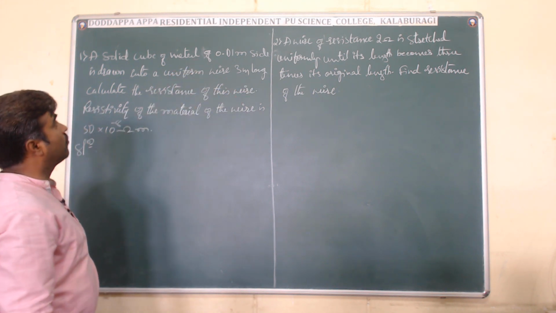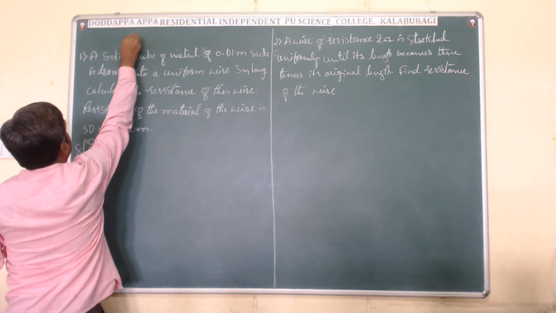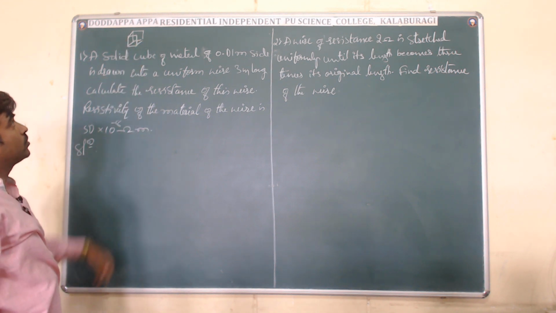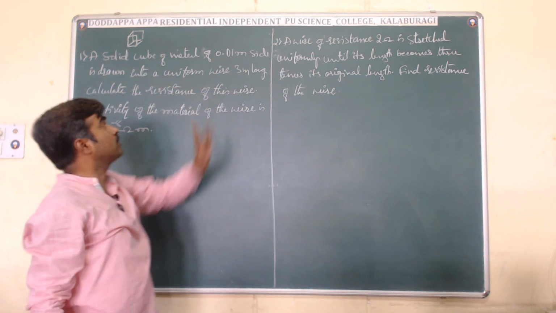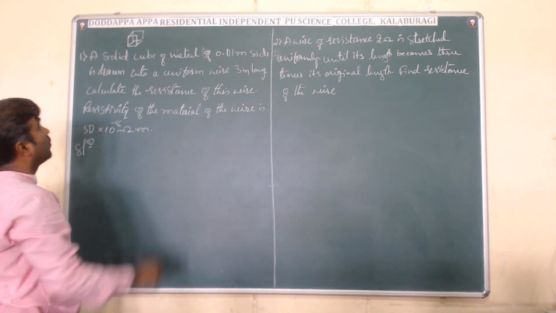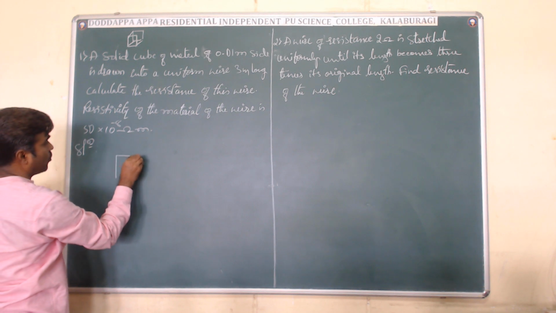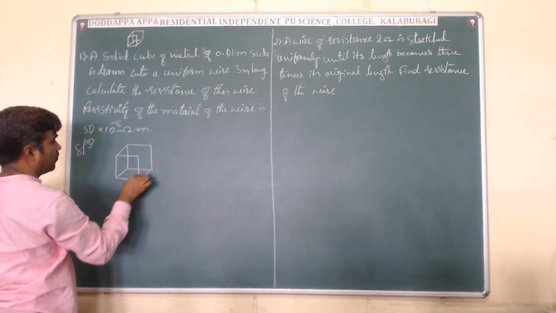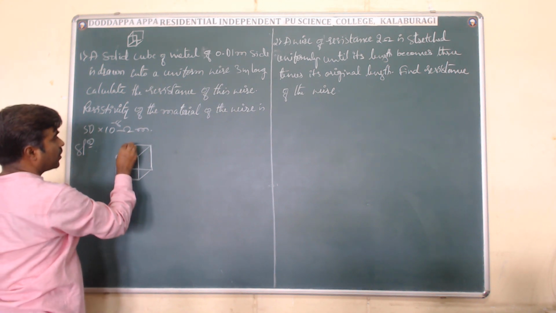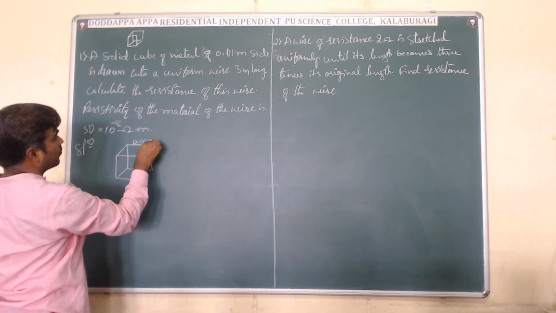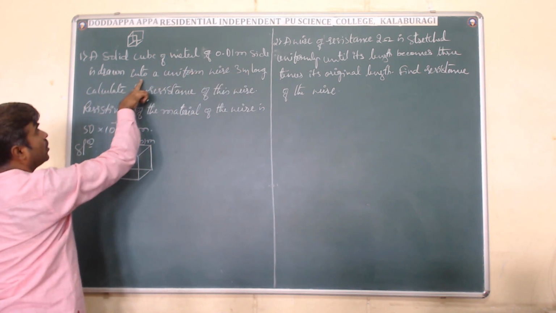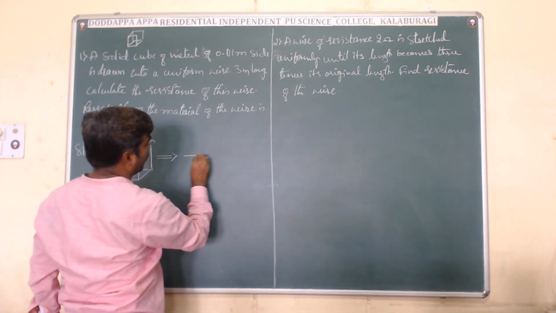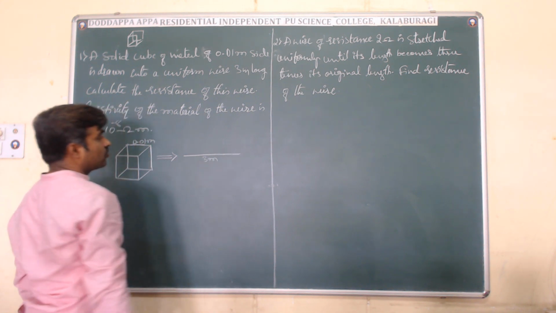So initially, this is a metal cube. This metal cube has 0.01 meter side, each side is 0.01 meter. So each side has been given as 0.01 meter, and it is drawn into a uniform wire. This has been changed in the form of a wire which is 3 meter length.